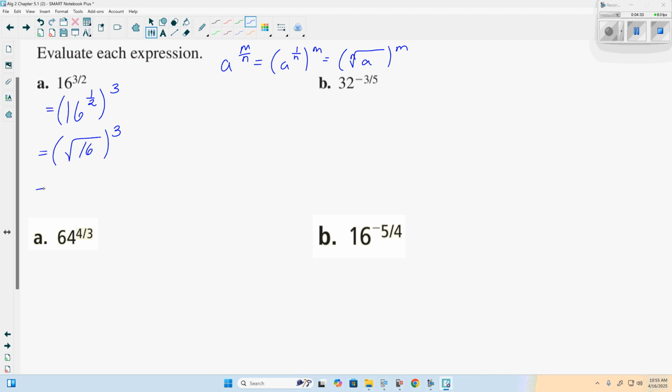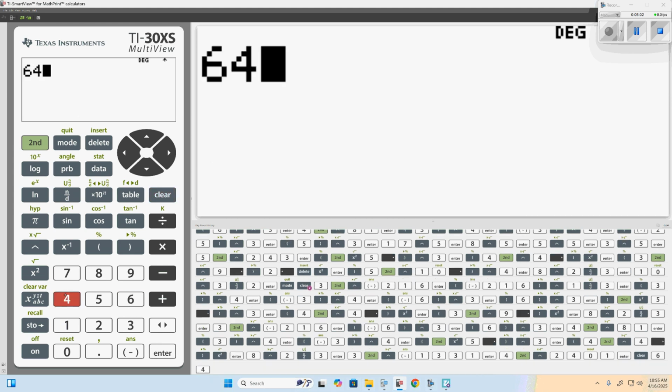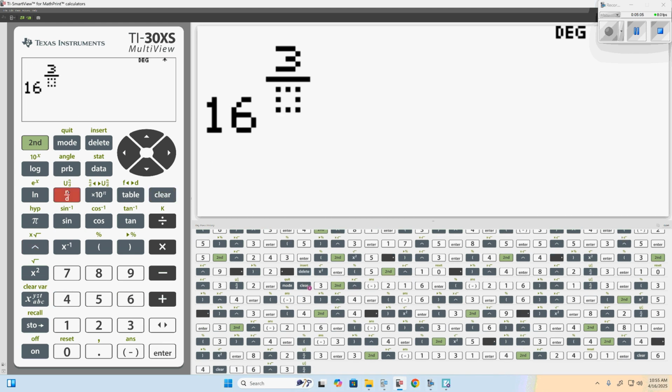Now the question is, what is the square root of 16? What times itself is 16? That would be 4. So doing this gave us a radical that we could actually do. We know how to take the square root of 16. Now we just have to multiply 4 by itself 3 times, which is indeed 64. Which is telling us 16 to the 3 halves is 64. And on the calculator, 16 to the 3 halves is indeed 64. We are able to do it with the calculator, but it also gives us a way to solve this by hand without a calculator.